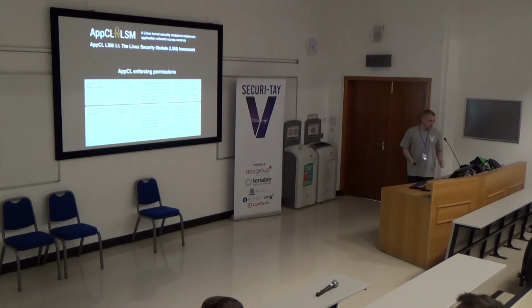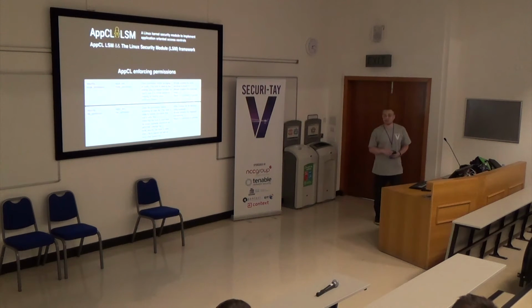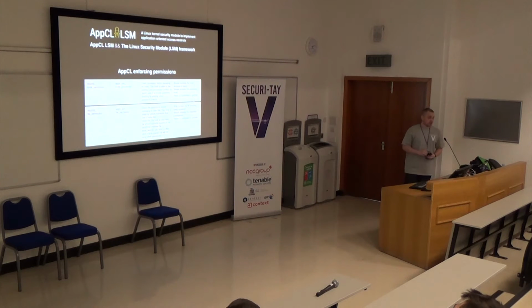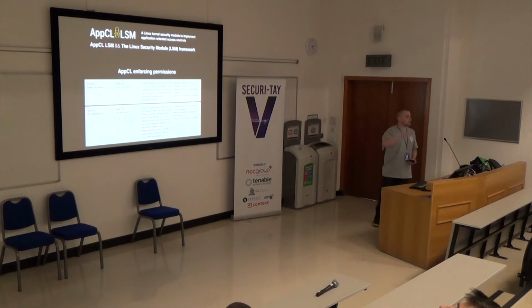So, here we've got our Inode permission and our file permission. So the Inode permission is called in the existing Linux permission checks. So the Inode permission hook gives AppCL a hook in to also perform additional access control when Linux checks its permissions.